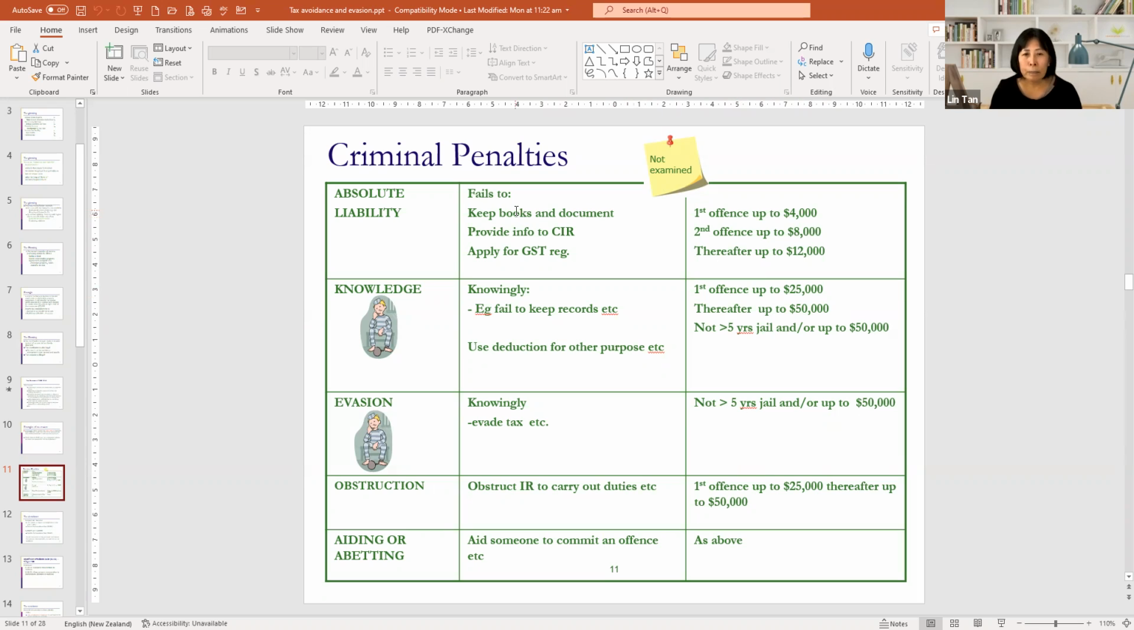Some others, like providing information to Inland Revenue, there's no jail terms for that, or obstructing Inland Revenue in carrying out duties. There are some penalties, but there are no jail terms. Knowingly evading tax, the judge has the right to impose a jail term on the offender. So we have civil penalties and we have criminal penalties as well. That is for tax evasion.